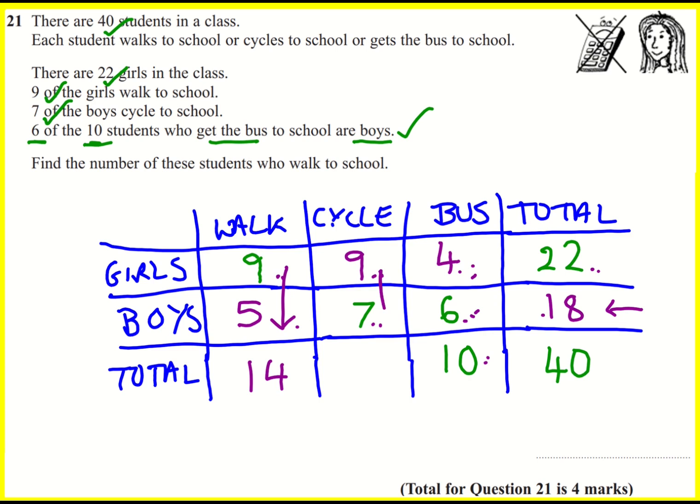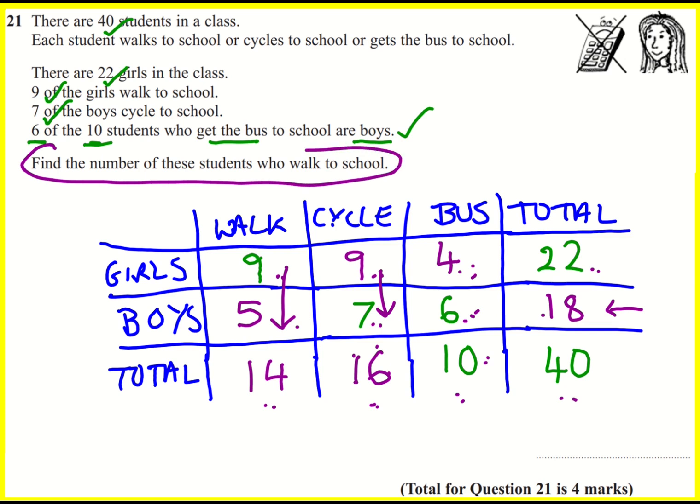And if I add these two together, 9 and 7, I get 16. Oh, my pen's gone funny there. 16. And if we add, let's check. Does this and this make this? Well, 14 and 16 make 30, plus 10 is 40, so brilliant. Now, what's the question actually asking me? It says find the number of these students who walk to school. So walking to school is simply this number here. 14 students walk to school. So very well done if you followed that.